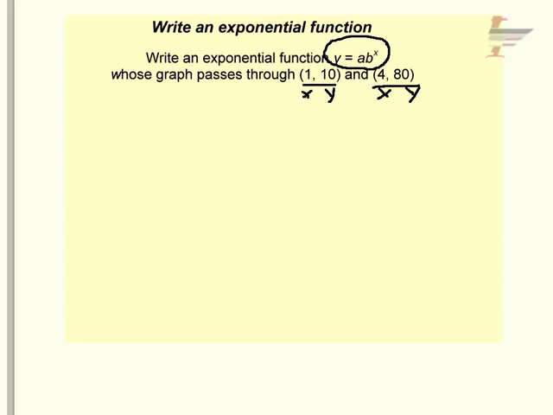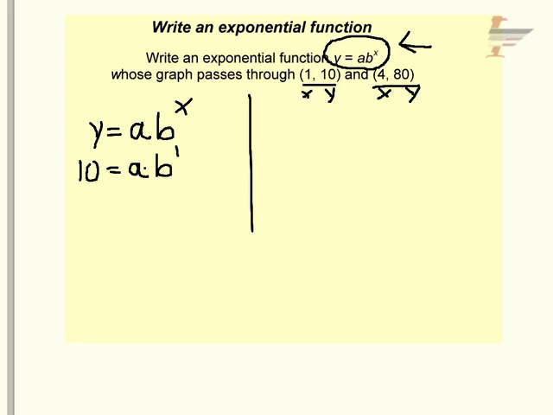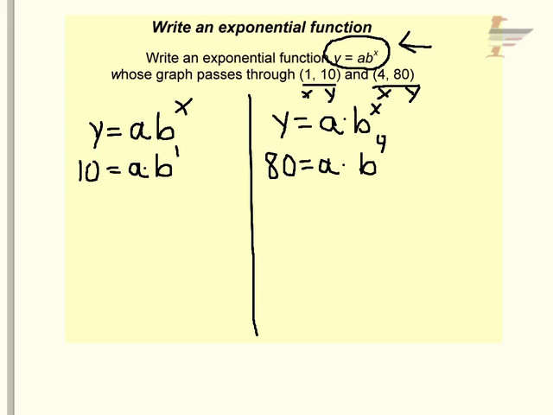So using point 1, y is 10, I'm going to substitute it into this equation. Okay, so y equals a times b to the x. Well, y is 10, and x is 1. So that's my first equation. My second equation, y is 80, and x is 4. So basically I have a system of equations here.